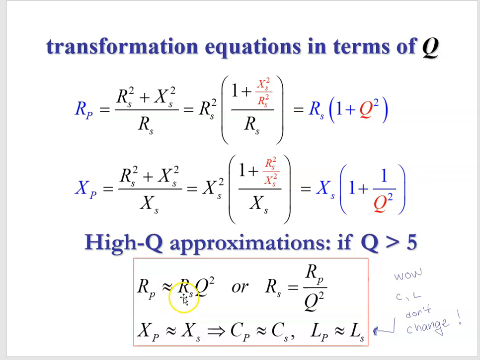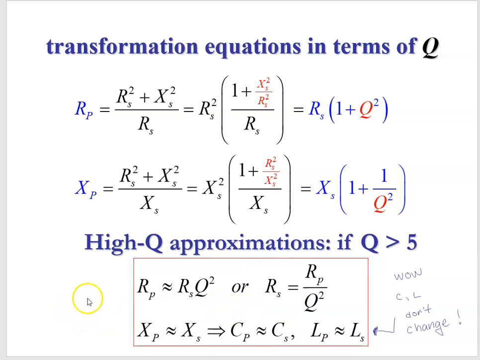So if we're converting from series to parallel, the parallel resistance will be that series resistance times that quality factor squared. So it's going to increase, and that makes sense. And the series resistance is going to decrease by a factor of 1 over Q squared based on what that parallel resistance is. We know that in series, the higher the resistance, that's representing the loss, because the current has to flow through that in series. In parallel, if the current doesn't flow through the resistance, then you don't get the loss. So we want to increase that resistor. So that's how these approximations work for high Q.